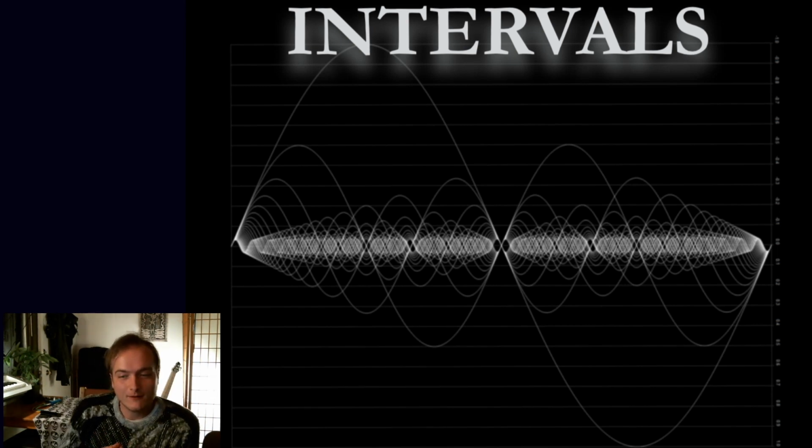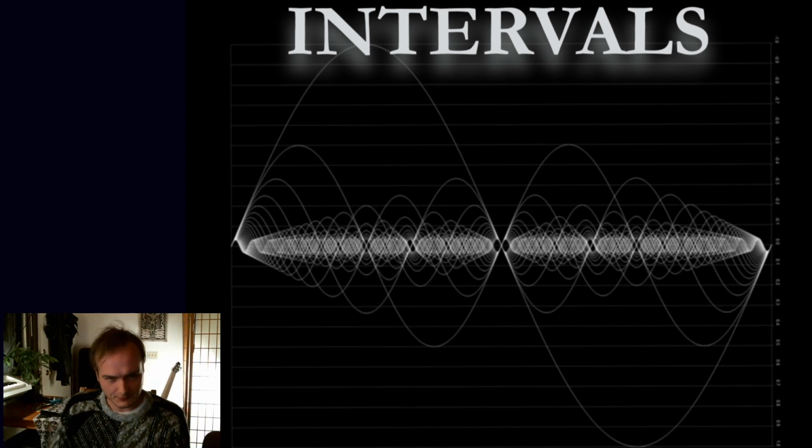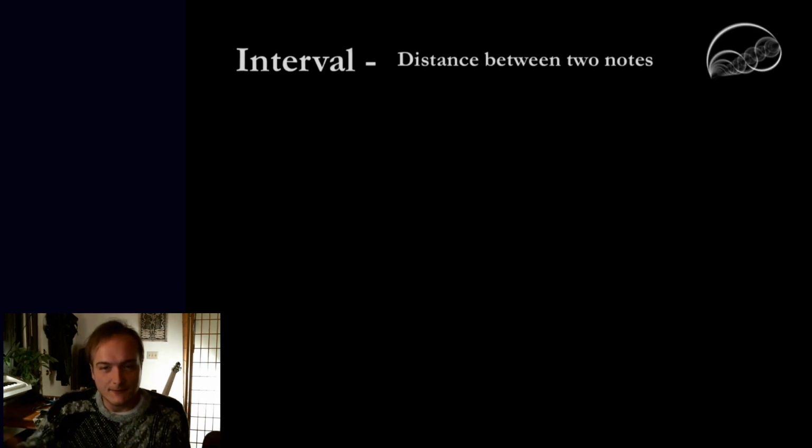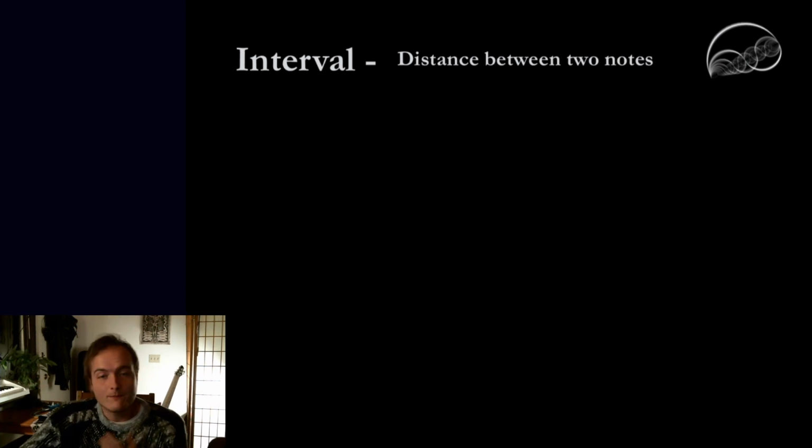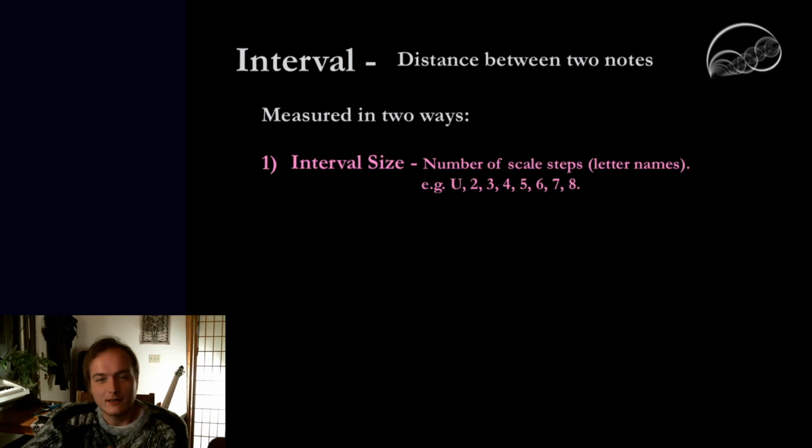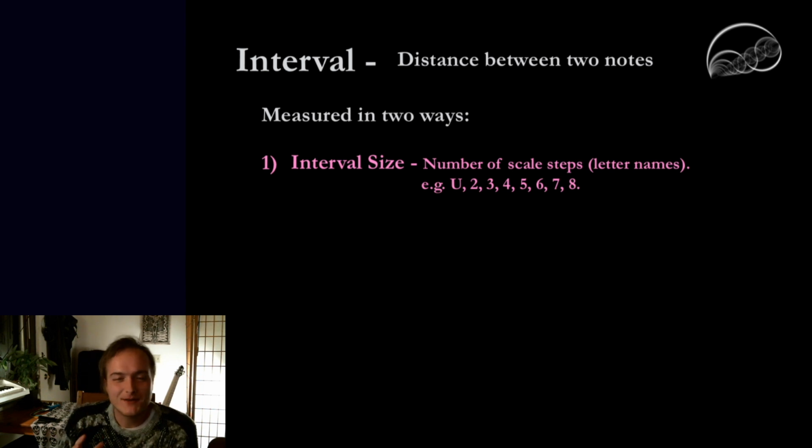So basically what we're going to cover today is every other kind of interval, all the larger intervals, all the ways we can measure from this note to that note. And that's just what an interval is. An interval just measures the distance between two notes. Now we measure intervals in two ways, and we're going to talk about both at some length. But the first way is in terms of their overall size, and the size is just calculated based on their number of scale steps or letter names.